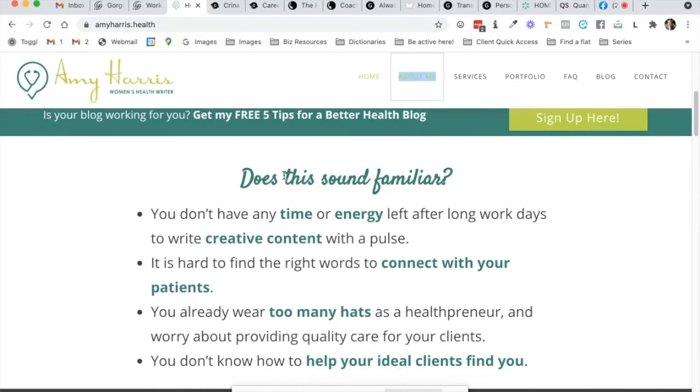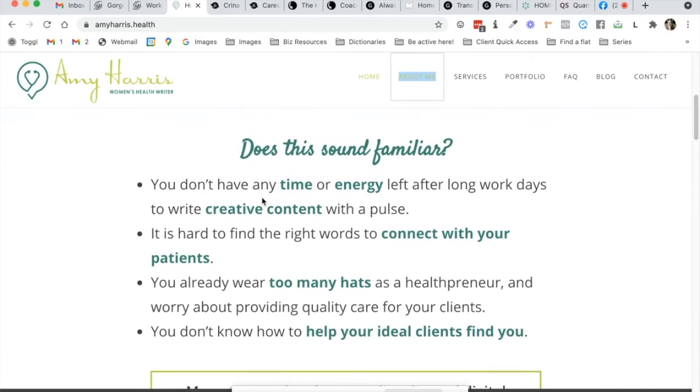She really also has this sentence here. Does this sound familiar? These are for people in the health sector who really should keep up their blogging and so forth, but they never find time for it. And this is like a typical situation. They don't have time and energy left after long work days. So she's like, I know your days are really long. I know you kind of want to write something exciting, but then it's like, bah. And you're wearing too many hats. So she's even highlighted the things.